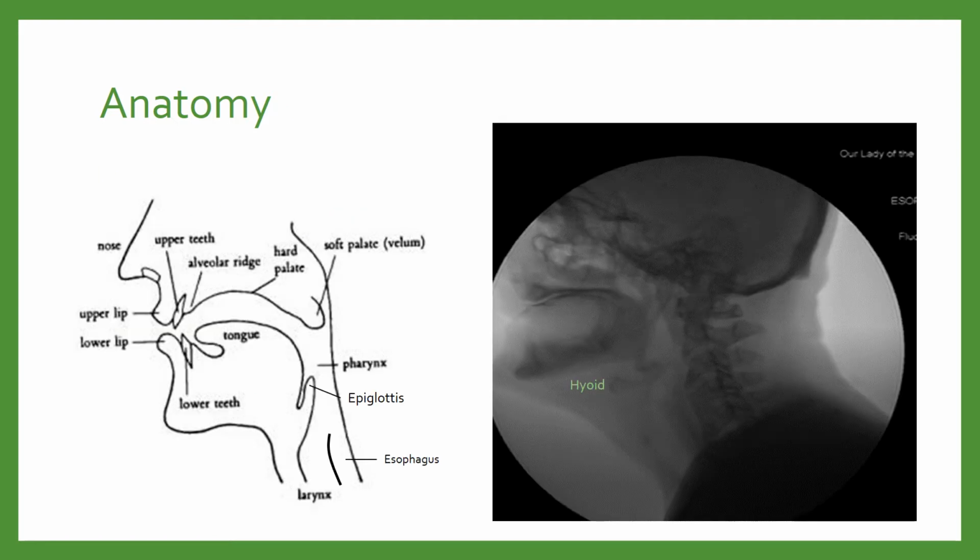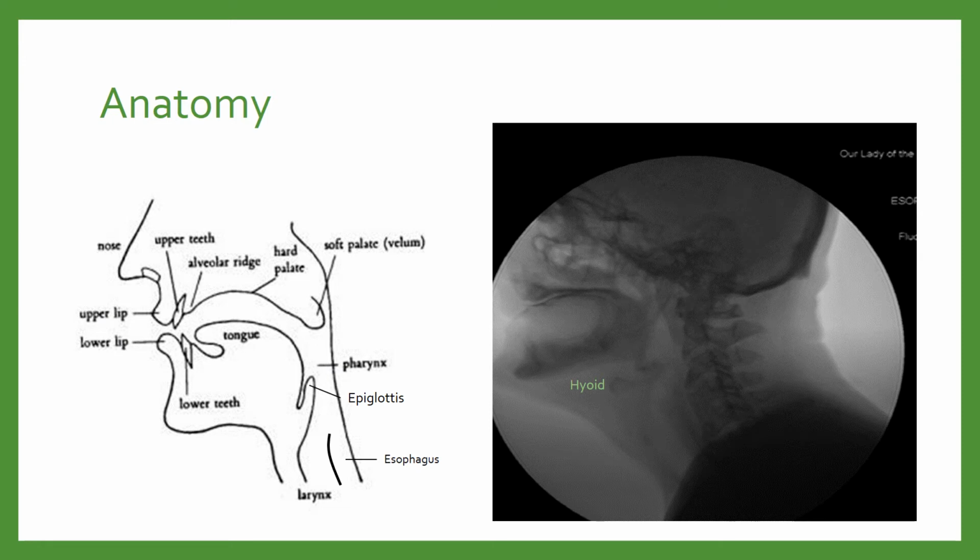So looking at our picture here, this picture should be familiar. We have the hard palate here at the top of the mouth, and that includes the alveolar ridge with the teeth. And we have the soft palate in the back of the mouth that will move up and back to close off the nasal cavity and keep food from going into the nasal cavity. We have the lower teeth in the mandible here, and the tongue.